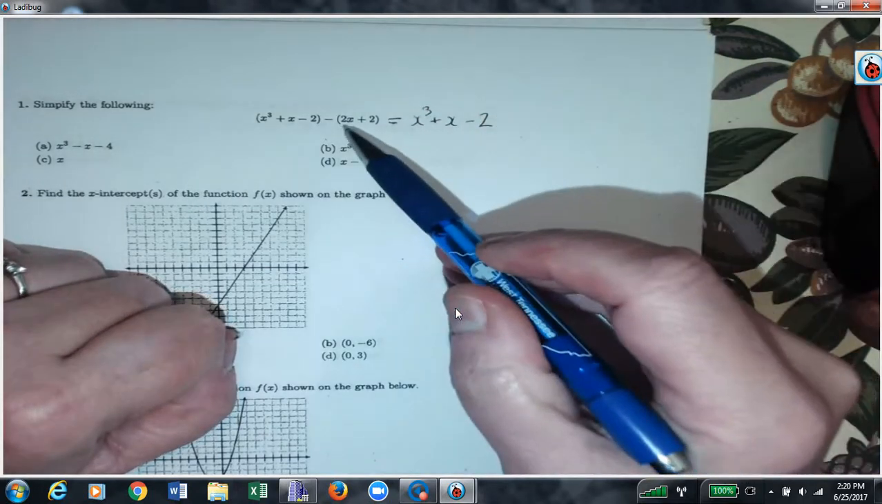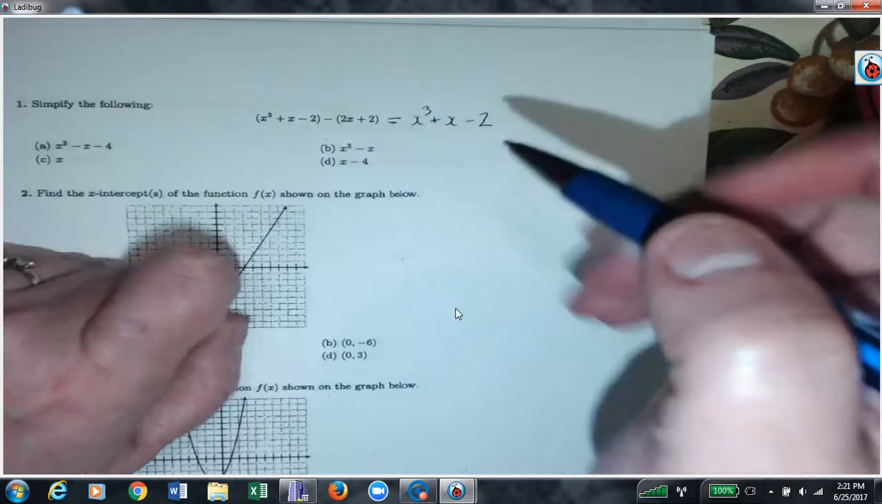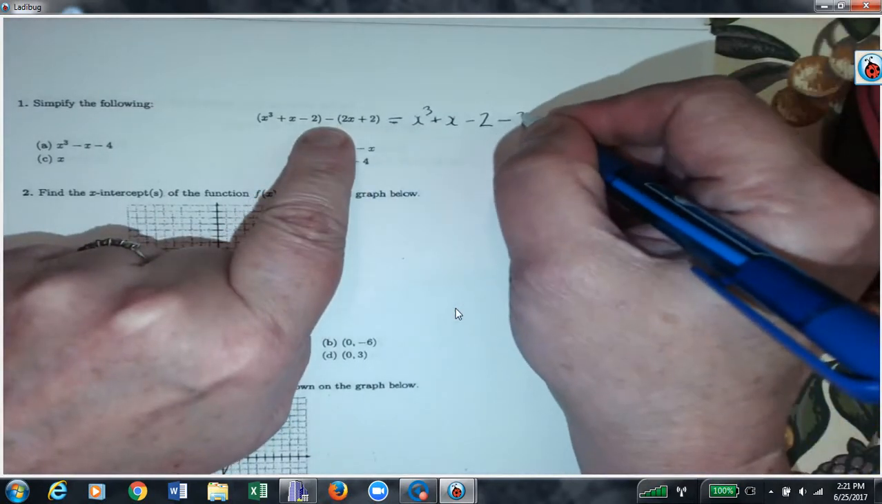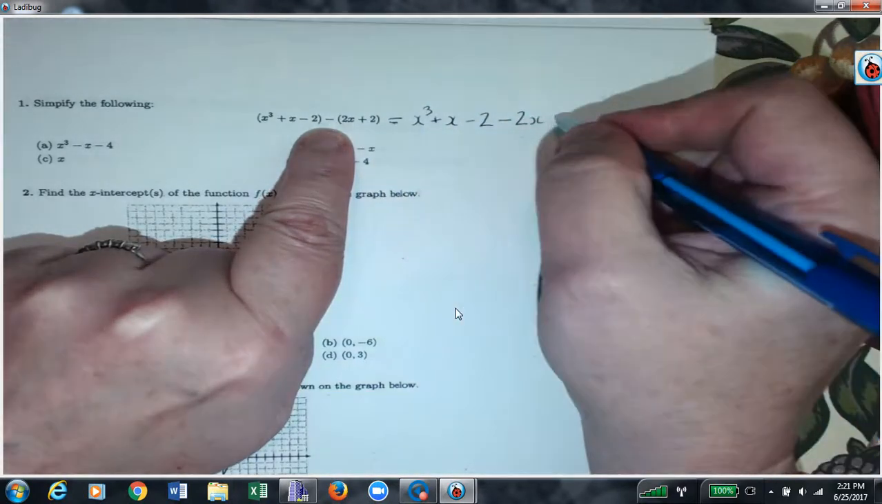So if I'm going to solve this, there's nothing in front of these parentheses, so I can drop them. But with these parentheses, there's a negative sign in front. I have to distribute it through to every term. So this becomes minus 2x, and then minus positive 2, so minus 2.